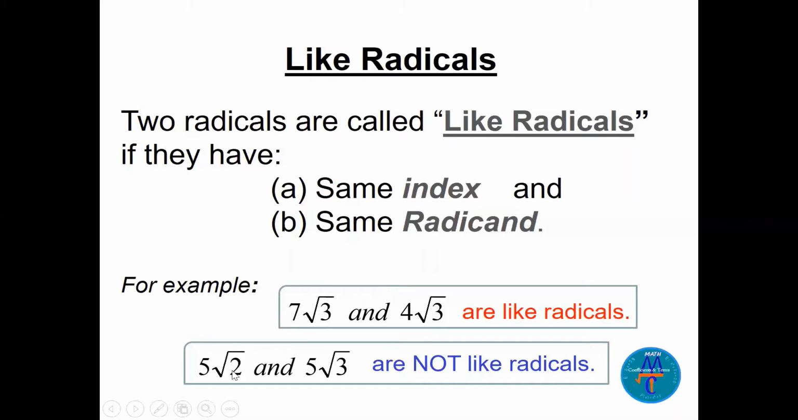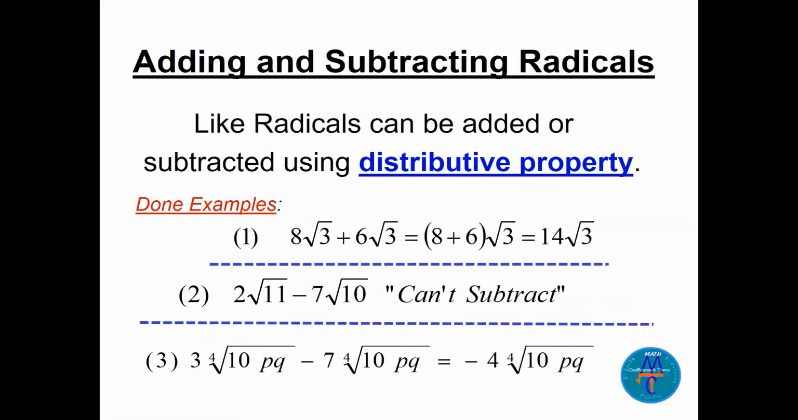Unlike, you see here, square root of 2, square root of 3. The index is the same, but the radicand is not the same, so we cannot add here. Okay, so adding and subtracting radicals, we can add like terms, we can subtract like terms. So this one, 8 square root of 3 plus 6 square root of 3. Take the square root of 3 common, you can add 8 plus 6, so that's 14.